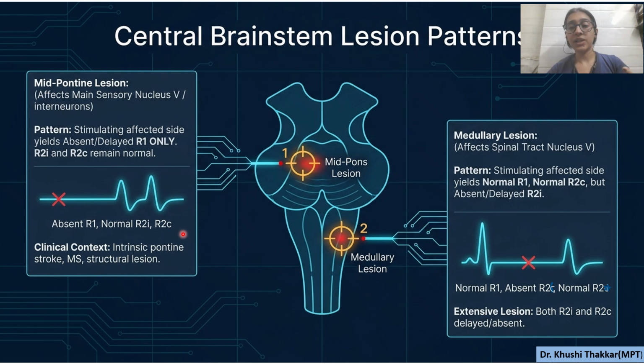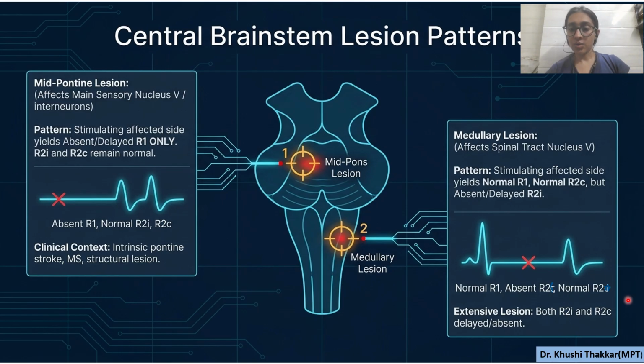Now we move to the medullary lesion, that is the spinal tract nucleus. If that is affected, that was giving us R2 ipsilateral and contralateral. But R1 was intact, right? It has been given by the pons. So stimulating the affected side is going to give us normal R1, and from the same side we get normal R2 contralateral, but absent or delayed R2 ipsilateral.